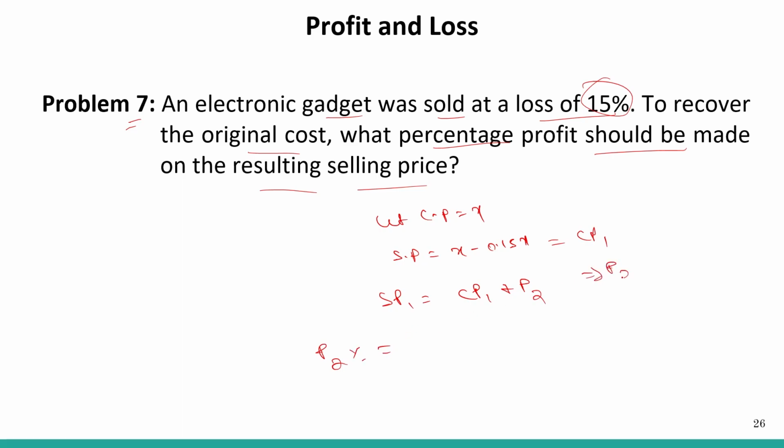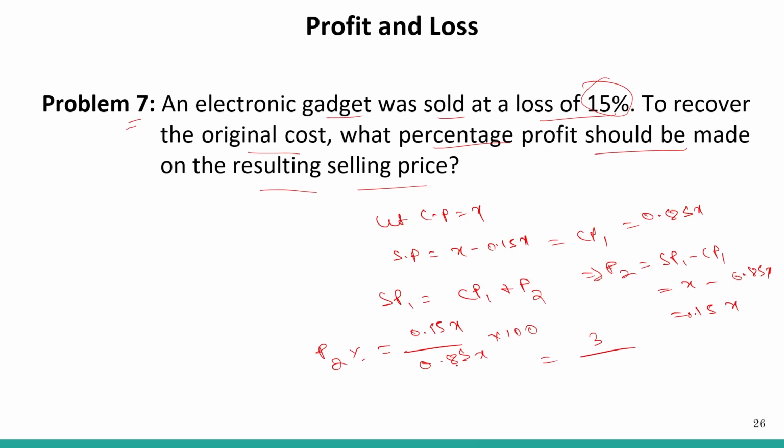So this implies that P2 is equal to SP1 minus CP1, right? So SP1 is 0.85x, so selling price 1 is 0.85x, and X minus 0.85x is equal to 0.15x. So this is equal to 0.15x over the cost price 0.85x into 100. This is equal to nothing but 3 by 17 into 100. So this much amount in percentage.